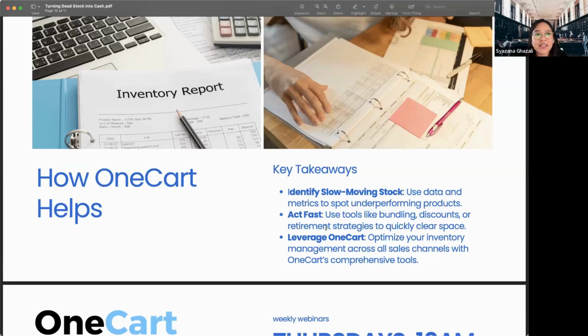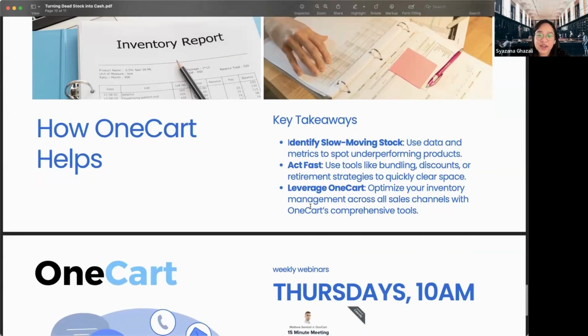So again, act fast. The moment you know what is your slow moving stock and the months to stock up, or how long it has not been moving, use the bundling tool, the discounts, or the retirement strategies like I showed you earlier. And then do leverage on OneCart. Optimize your inventory management across all channels with OneCart's comprehensive tools.